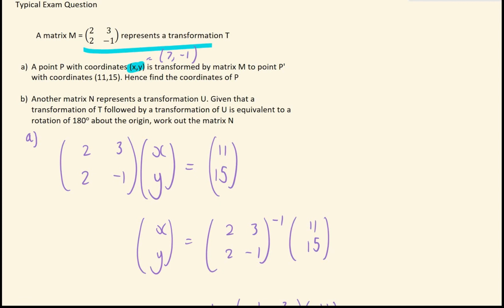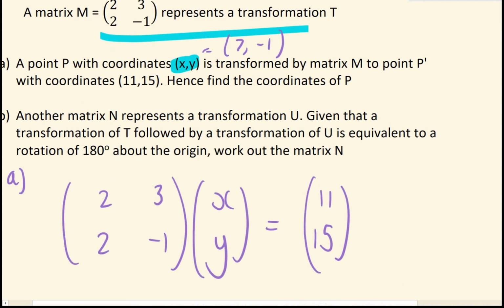Now for part B, slightly more involved. We have another matrix called N, which represents the transformation U, given that the transformation T from the initial matrix followed by the transformation U is equivalent to a rotation of 180 degrees about the origin, and therefore work out the matrix N, which gave us this transformation U. Again, let us here get a wee bit messy, but just do it the best you can.